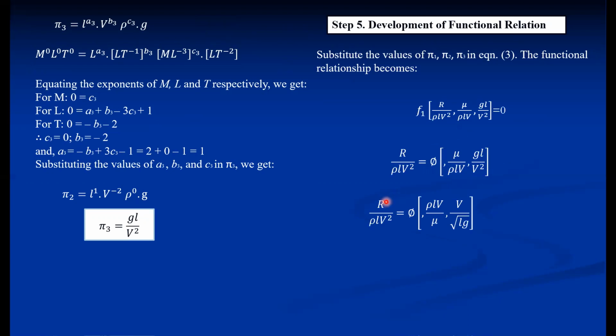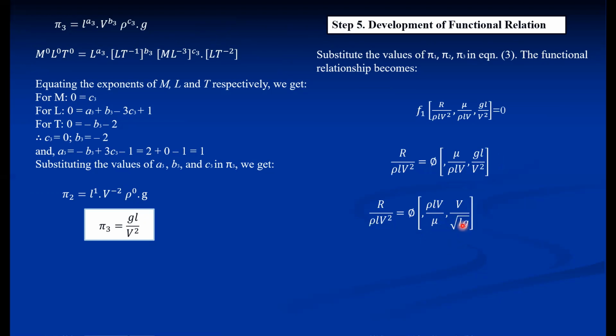We can rearrange this R upon rho L V square. Generally, rho L V by mu is dimensionless. If you know the dimensionless numbers, that is the next session we are going to study. The inverse of this is the Reynolds number, that is rho L V by mu. And the inverse of this is the velocity dimensionless number, V upon under root LG. Again, taking square root doesn't change the dimensions. This is also dimensionless. So you can rearrange the dimensionless terms or multiply by a constant also.